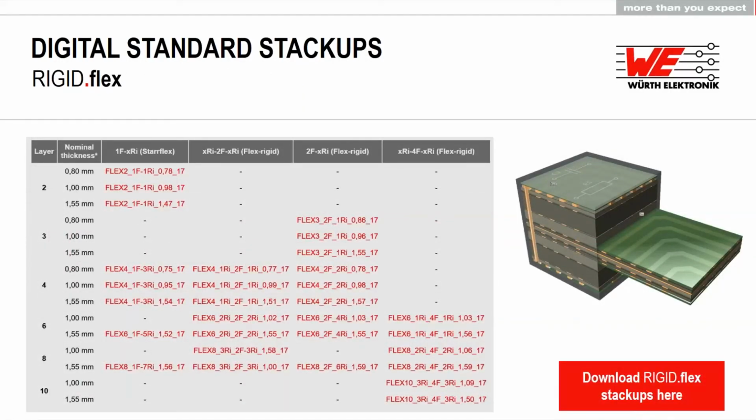And now we have 2 up to 10 layers this time. So of course we can also have a 2-layer construction, which could be a 1F1RI, for example. We have 3 layers if we have, for example, 2 flex outside and 1 layer on the rigid, and we have a lot of other different constructions. If we have 4-layer flex inside, the minimum total layer count is 6, of course.